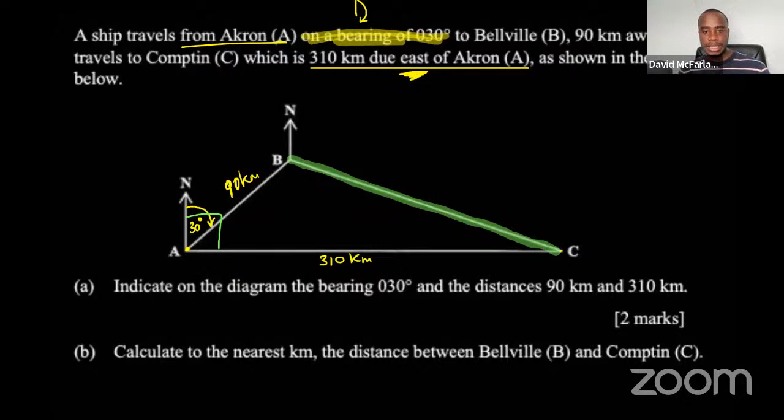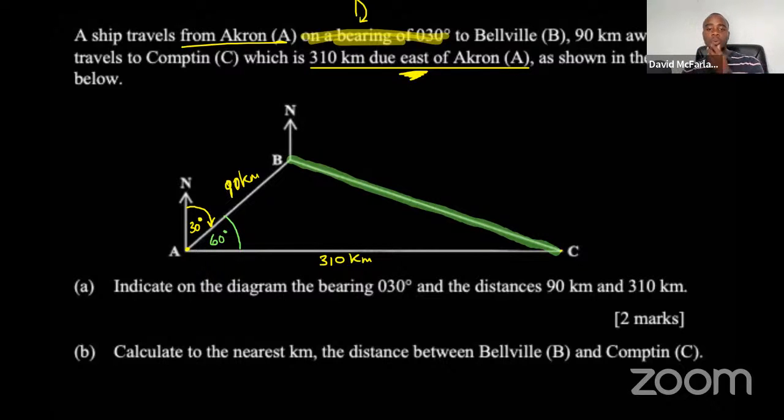If the whole thing is 90, that means this angle BAC, this little angle right here, is going to be what? Who can tell me what that angle is? What is that little angle right here? 60 degrees. Yeah, good. Great job, Christina. So that's going to be 60 degrees.